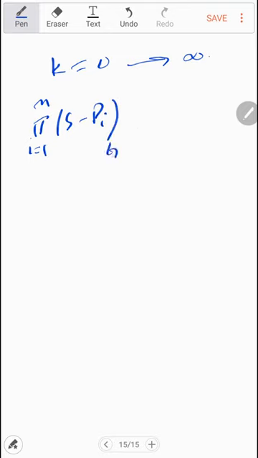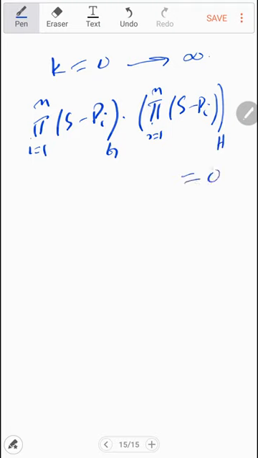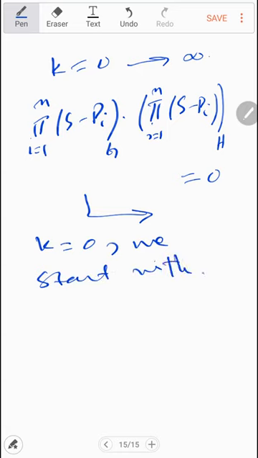Of g, multiplied by the product from 1 to n of s minus pi of h, and we say that this is equal to 0. So when k is equal to 0, we start with the poles.